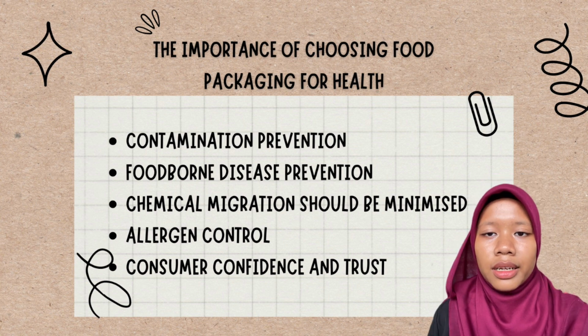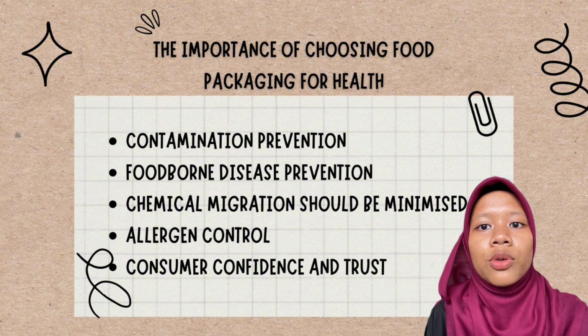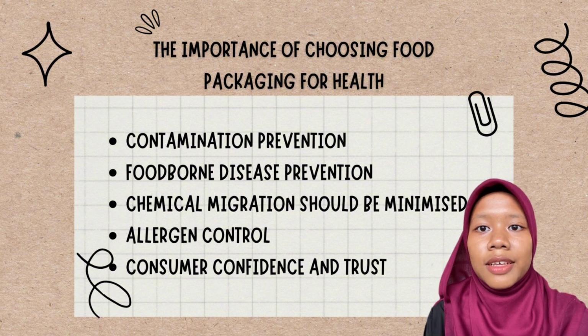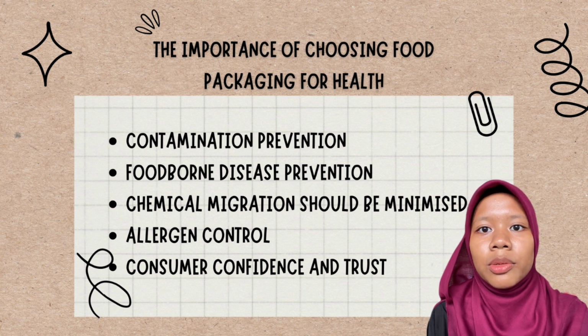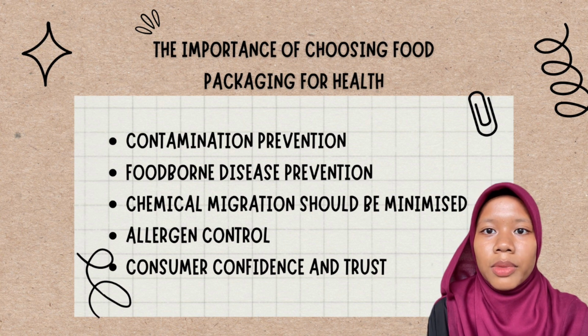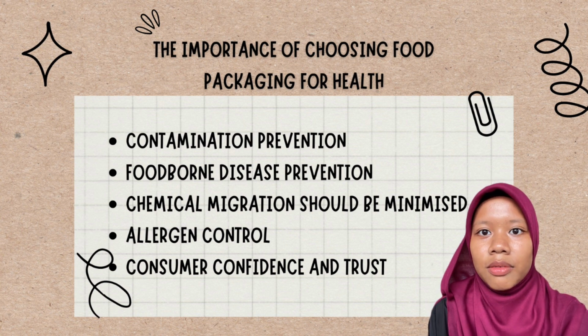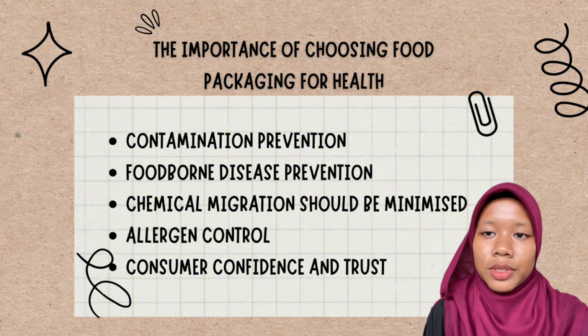Other than that, allergen control. Safe food packaging is especially crucial for people who have food allergies or sensitivities. Proper labeling and packaging practice can help reduce cross-contamination between allergic and non-allergic goods, allowing people with allergies to make more informed decisions and avoid being exposed to allergens that can cause severe responses.